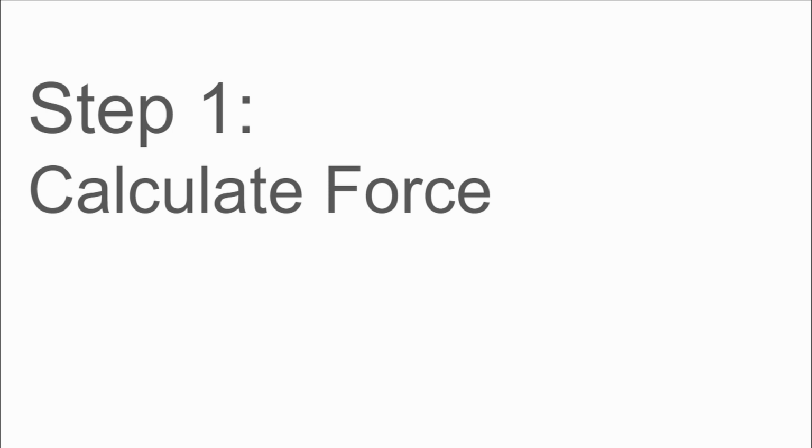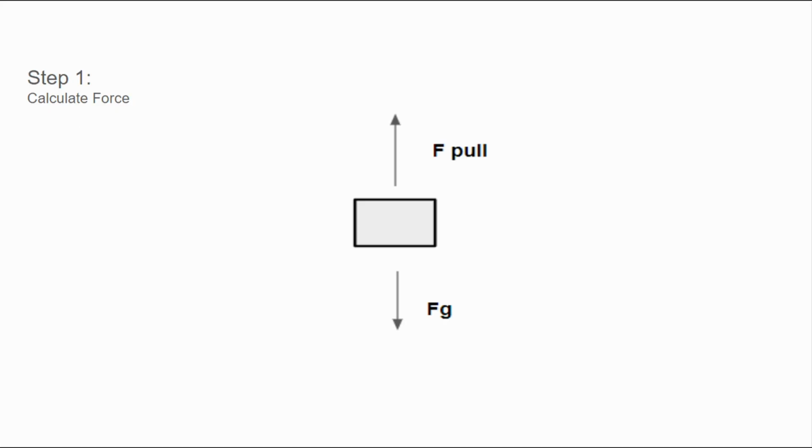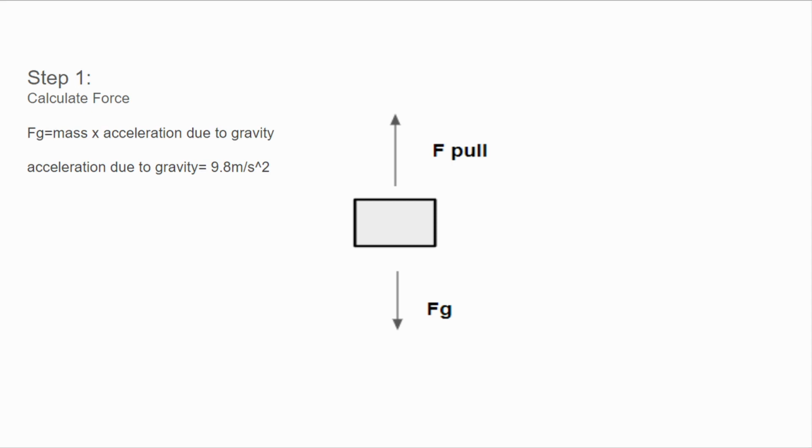In this case, the force required for a muscle up involves lifting the body against gravity. The force needed is equal to gravitational force pulling the body downward. The formula for gravitational force near the Earth's surface is Fg equals mass times acceleration due to gravity. The acceleration due to gravity on Earth is approximately 9.8 meters per second squared.